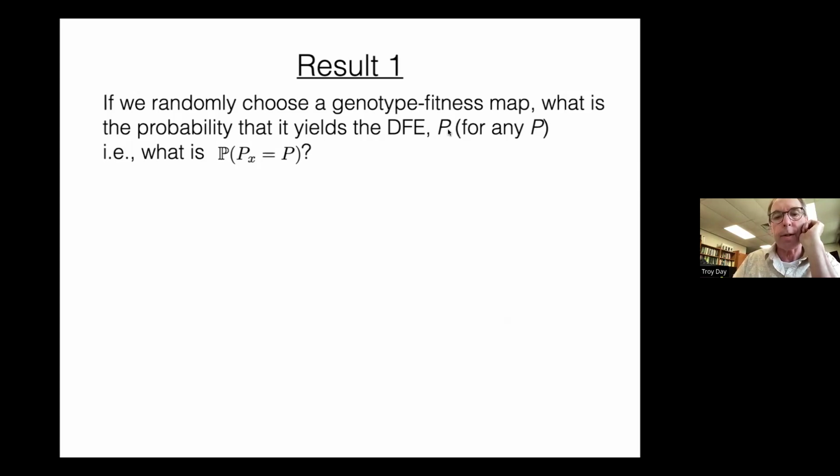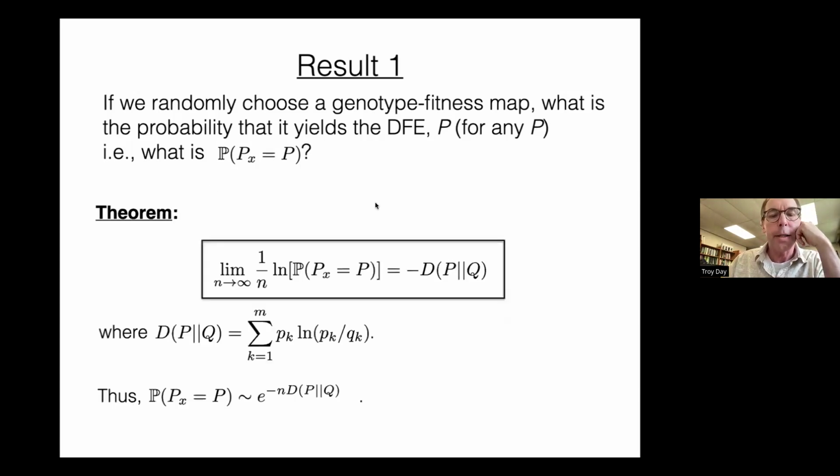So if I choose a realization of that X vector, then I'm going to get a distribution of fitness effects from that. And I want to know what is the probability of any particular distribution of fitness effects happening. The answer to that is not too hard to compute, and I'm interested in the case with large N.